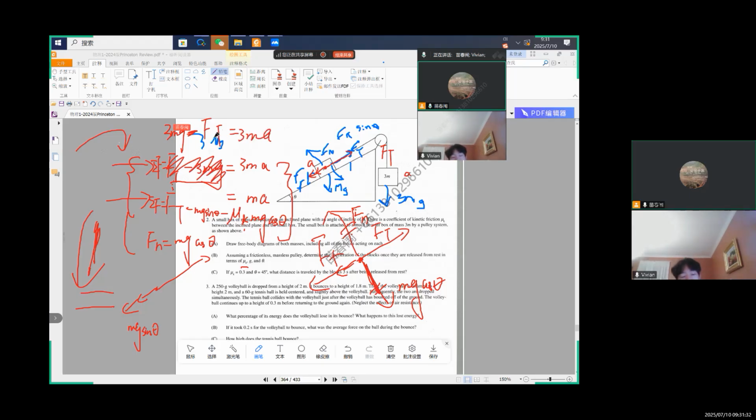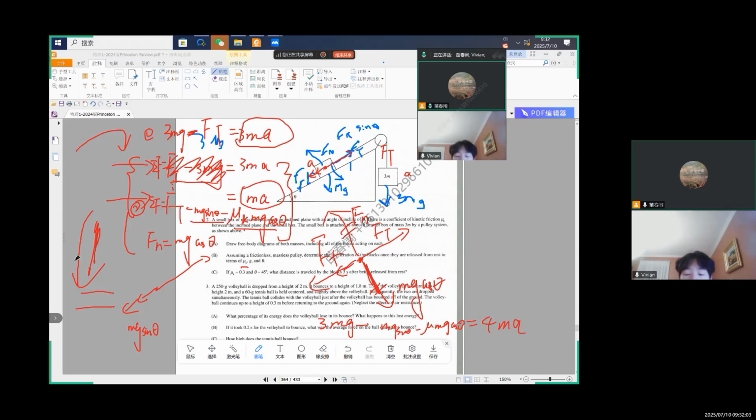And then I can cancel them out by adding equation 1 and equation 2. Is that okay? Then Ft is gone. So 3 mg, because it's adding, minus this and minus this, equals 3 ma plus ma. So eventually you have 3 mg minus mg sine theta minus mu mg cos theta equals 4 ma. Does that make sense?